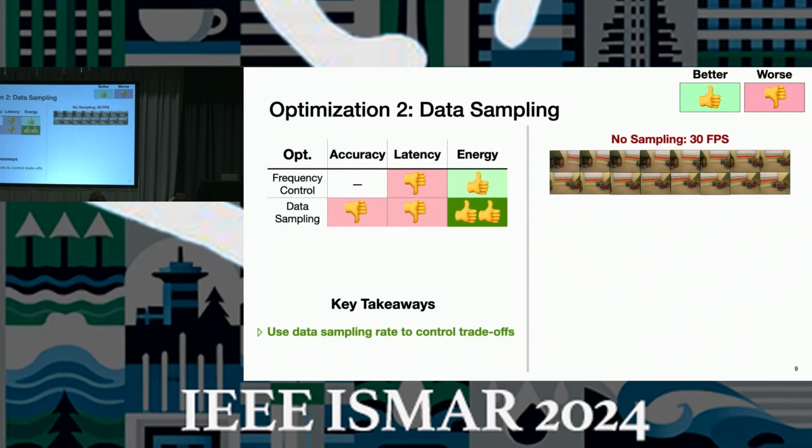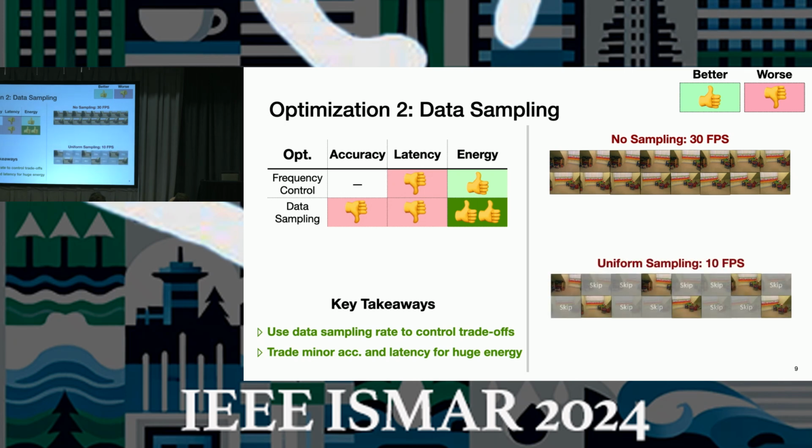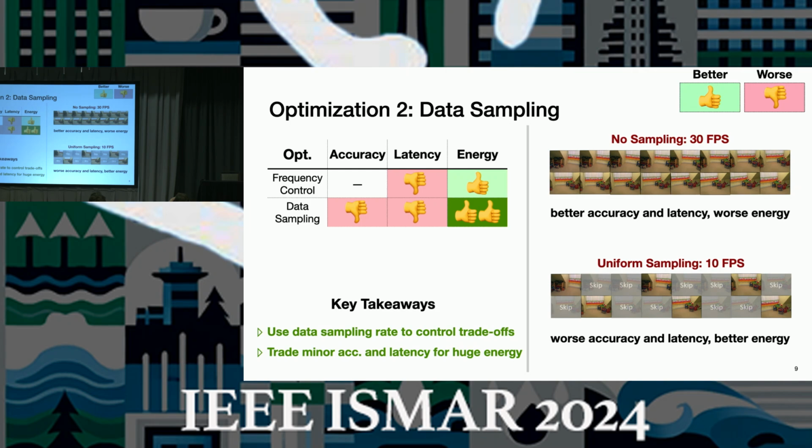We then sample the input data to trade minor accuracy and latency for huge energy savings. We use a uniform sampling rate to control the trade-offs, which essentially represents the distance between 2 processed frames. And intuitively, a lower sampling rate favors energy savings but compromises accuracy and latency, and vice versa.